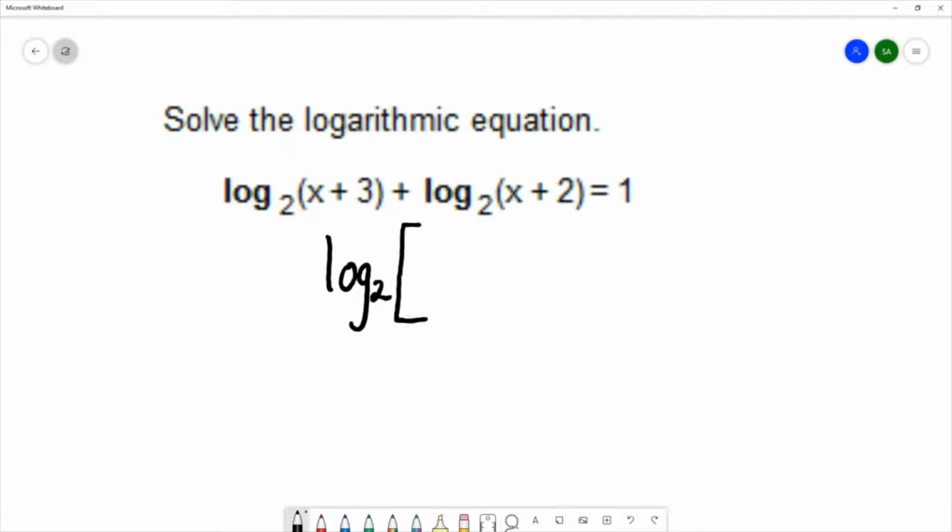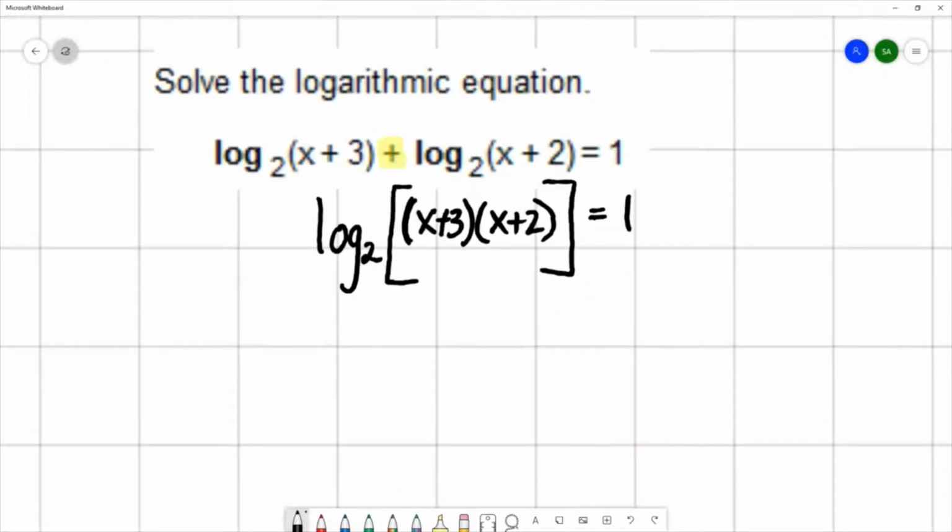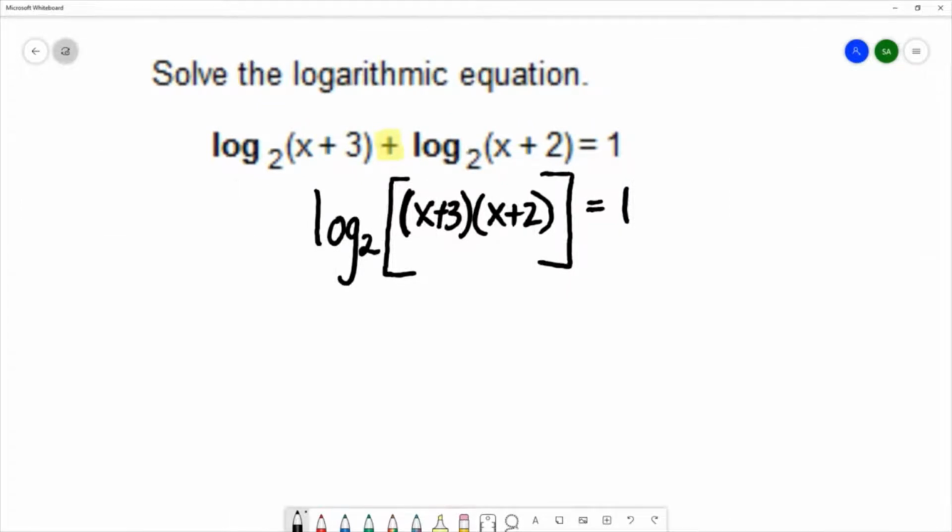And when you condense, you're either going to condense with multiplication or division. And because we have an addition symbol between our logs, we're going to condense with multiplication. That's using the product rule. That's going to give me x plus 3 times x plus 2 inside of our log. So we've condensed using the product rule for logarithms.